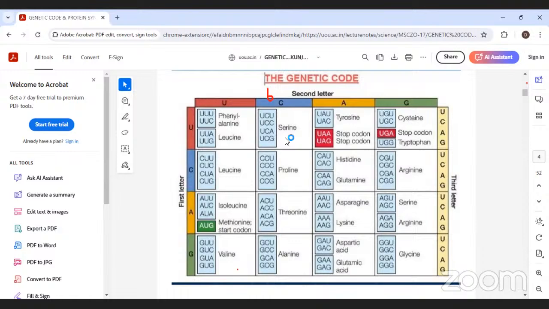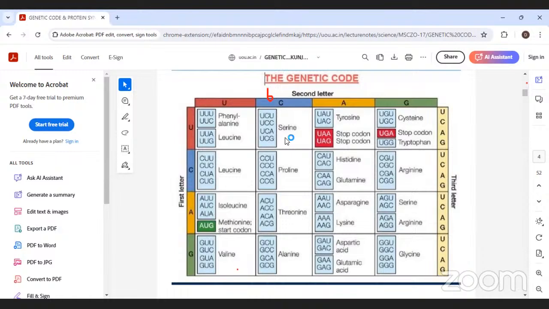These are called nonsense codons, but they act as signals for terminating the polypeptide chain. These three codons are also very, very useful codons. These codons stop and terminate the polypeptide chain.